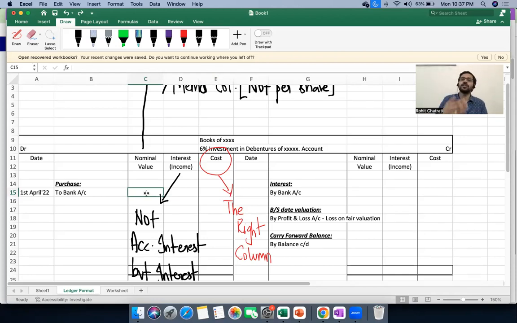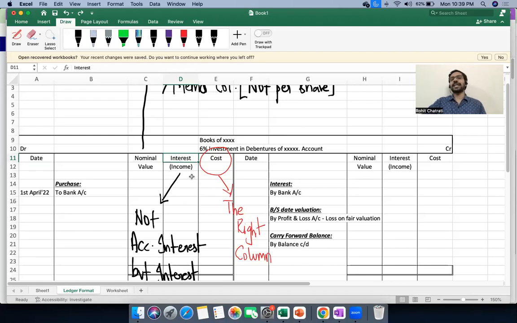In fact, like how you have a double entry for cost where you debited investment and credited bank, you're not going to have a double entry for nominal value. There is no credit for the nominal value. It's just a memorandum item. It's an additional column that we are preparing in the investment ledger account.